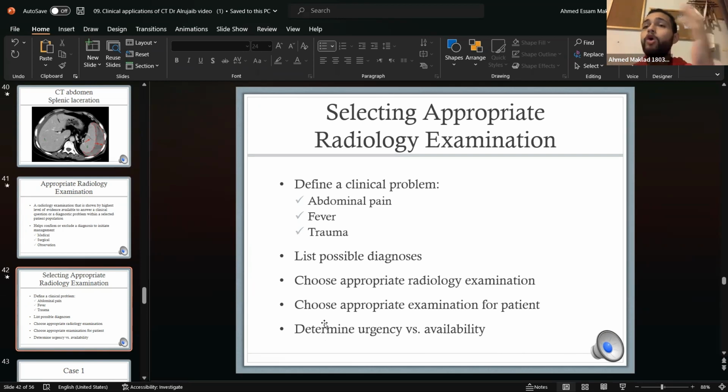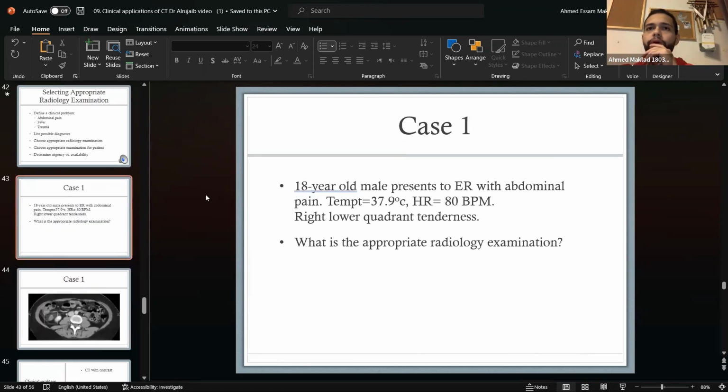So you need to know what you have, what you can do, what you can't do, so you can choose the best imaging modality. Okay. And now I have some cases for you guys. We're just gonna go through them real quick.